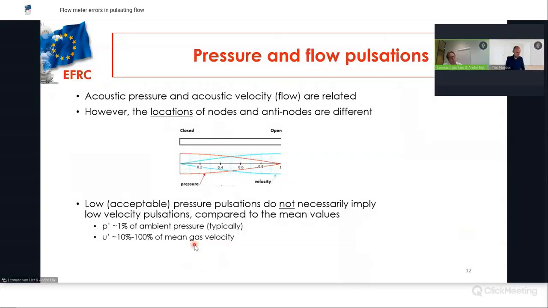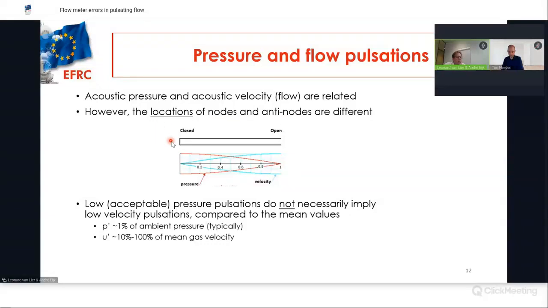So we have talked now about pulsations in general. Usually we talk about pressure pulsations, so fluctuating pressure. We will see later that for the flow meters, the fluctuating flow is more relevant, and there is a relation between pressure and velocity fluctuations. The acoustic pressure and the acoustic velocity are related by the conservation equations in principle. And important to note that the locations where the nodes and the antinodes occur are in general different for pressure and flow pulsations.